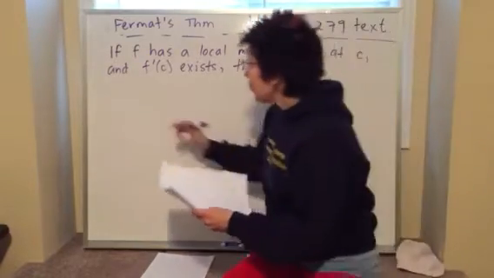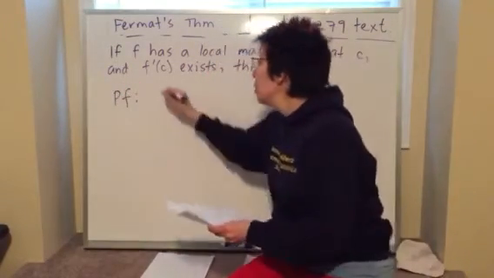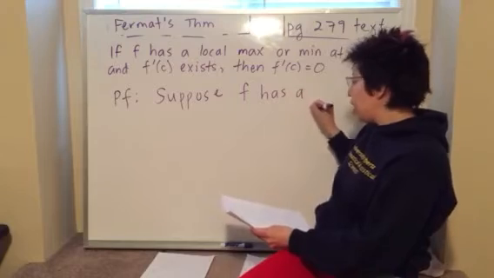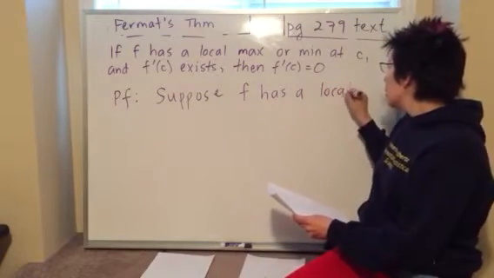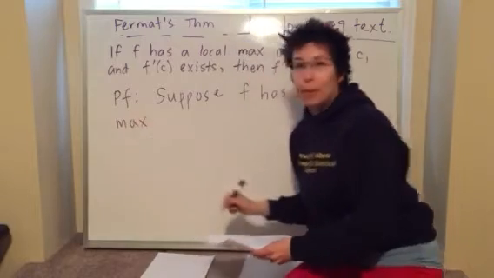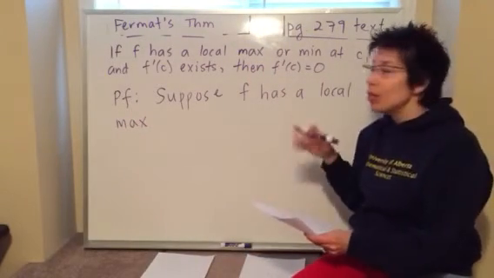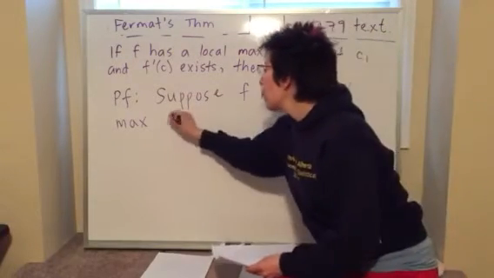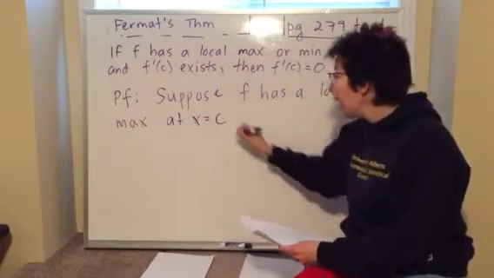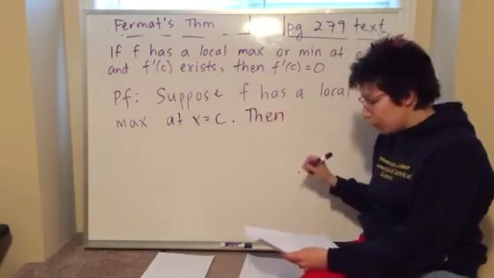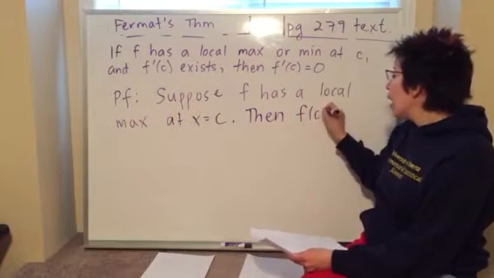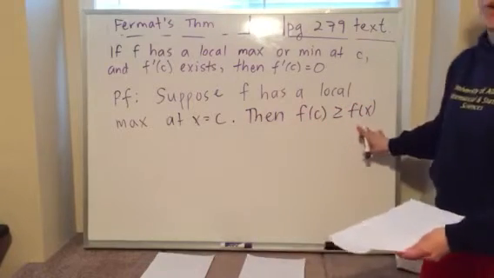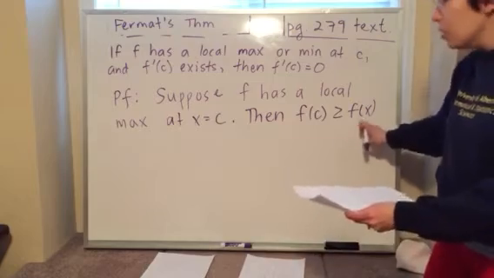All right, let's prove it. So for the proof, PF for proof, we're going to suppose that f has a local max, because it doesn't matter whether it's a max or a min. The proof's going to go exactly the same, so you're not really losing any generality, so to speak. So we're going to suppose f has a local max, and we're going to say that that happens at x equals c. Then, the first thing we're going to notice when we use this to develop a proof is that the value f at c is greater than or equal to other nearby values. So I have to say near c.